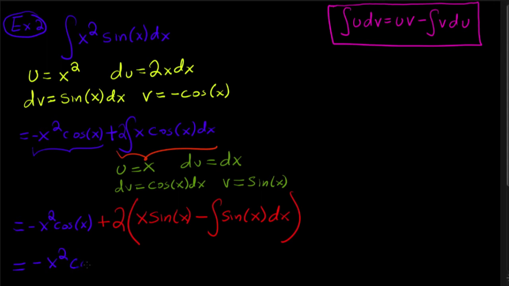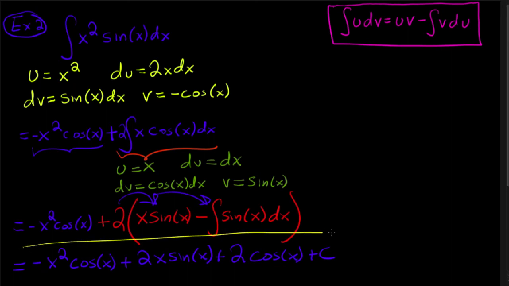So then in the end, one last step for mankind. I get negative x squared cosine of x plus 2x sine of x. Don't forget to distribute that 2 here. And then this guy, the antiderivative of sine is just negative cosine, so this is going to be plus 2 cosine of x plus c. And that's that.